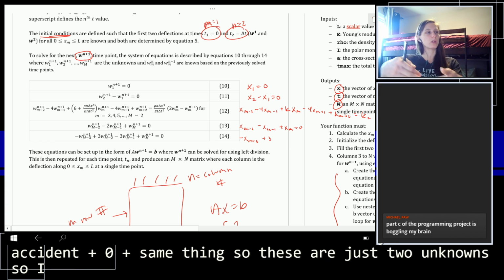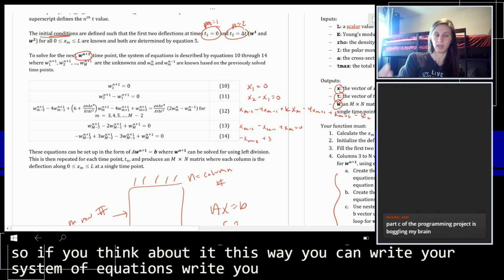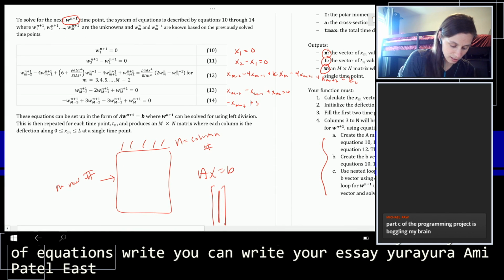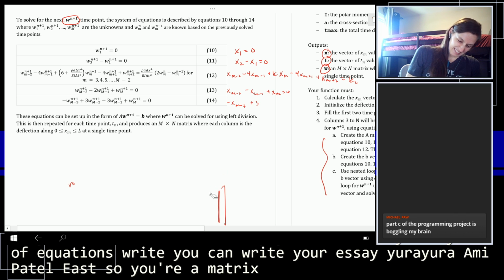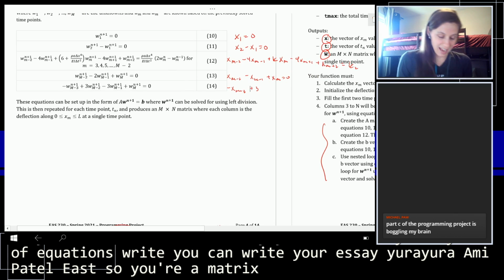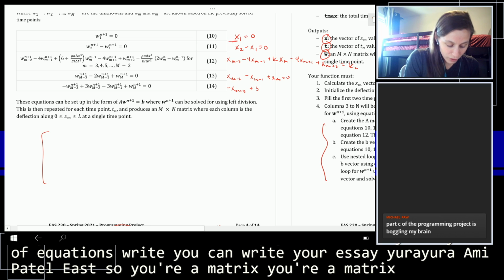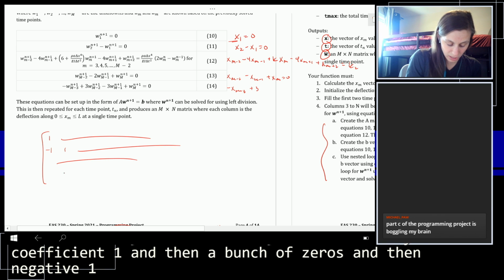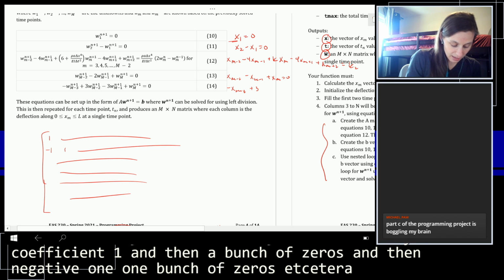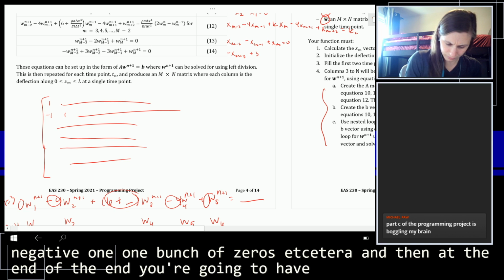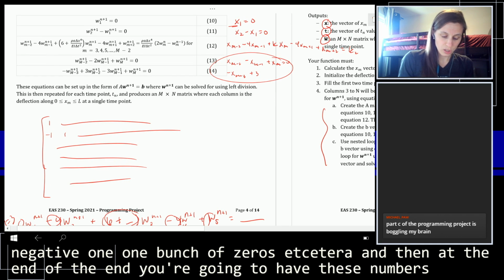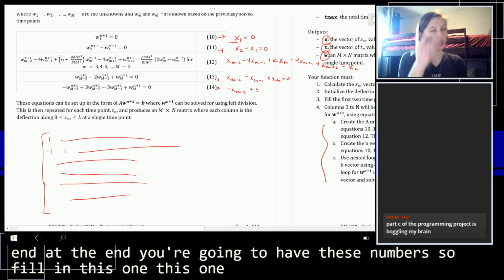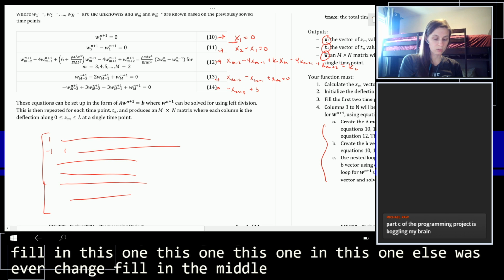If you think about it this way, you can write your system of equations, right? You can write your A matrix at least. So your A matrix, your coefficients: 1, and then a bunch of zeros, and then negative 1, 1, a bunch of zeros, etc. And then at the end, you're going to have these numbers. So fill in this one, and this one. Those ones never change. Fill in the middle rows with this one.